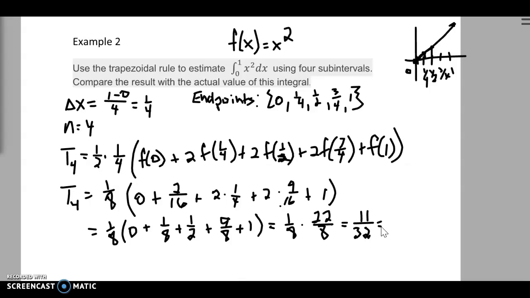So 11/32 as a decimal is equal to 0.34375. Now if you remember the last example where we did the actual integral of x squared from 0 to 1 dx, that answer ended up being equal to 1/3 or 0.333. So you can see how far off we are with that trapezoidal rule. The trapezoidal rule is a little bit more of an error than the midpoint rule was. Okay, so we will move on to our next example.